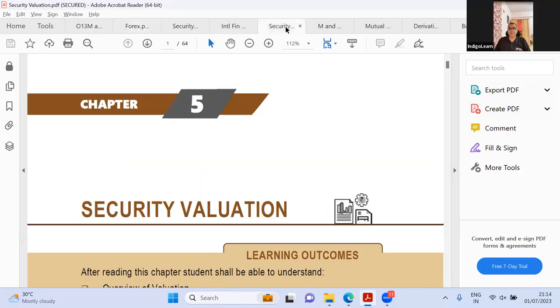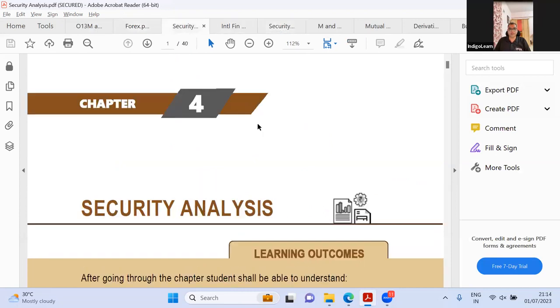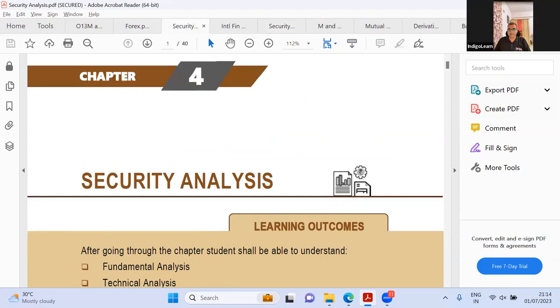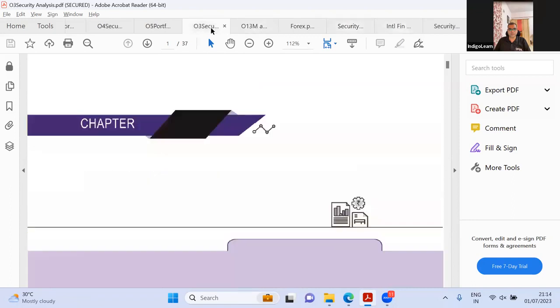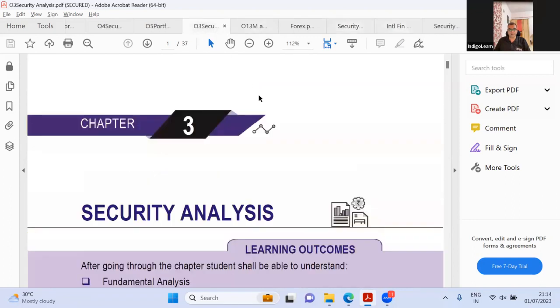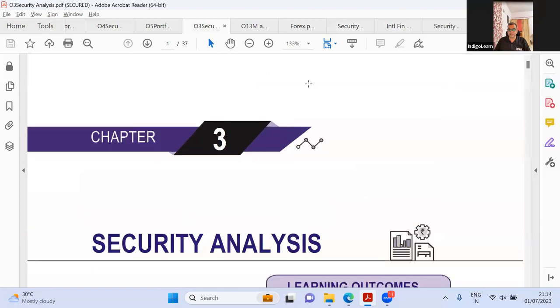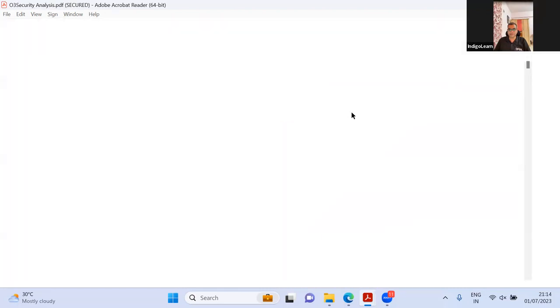The third chapter is, if I'm not wrong, security analysis. Security analysis is 40 pages in the new syllabus. Let us see what it is in the old syllabus. Chapter 3, security analysis, is 37 pages. So approximately 3 pages have increased. Let me pull this out.